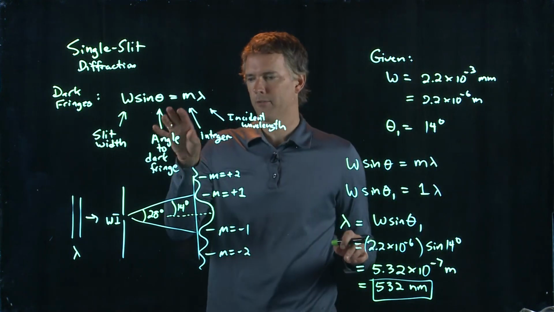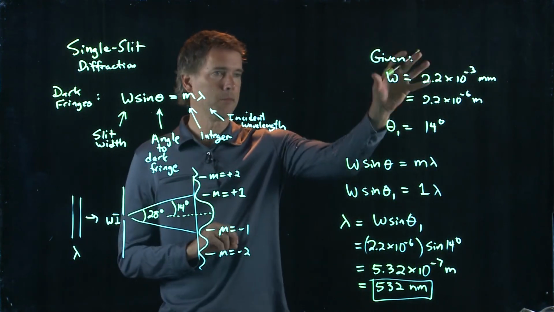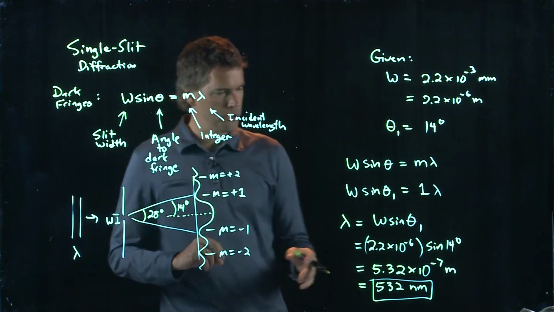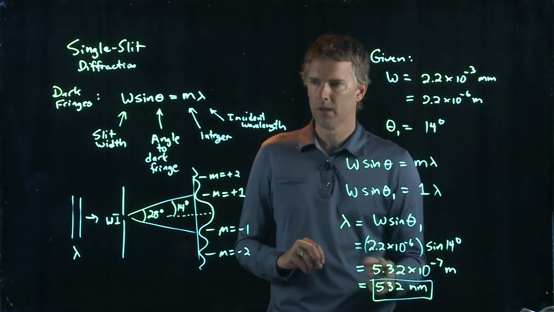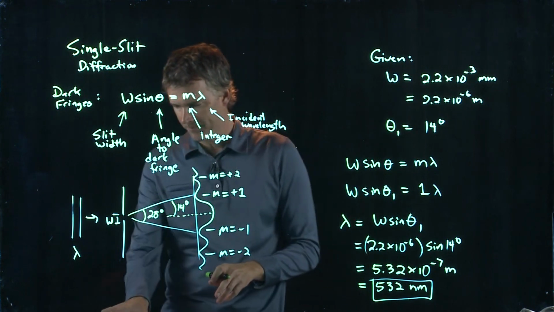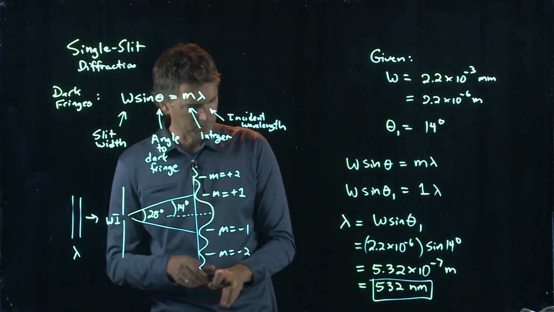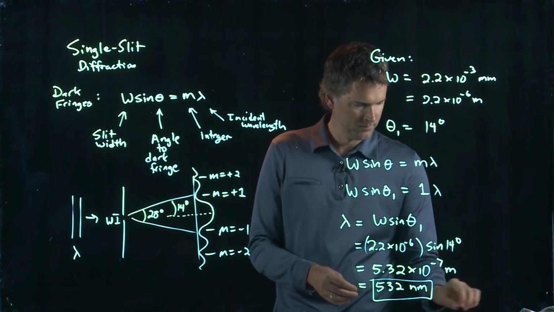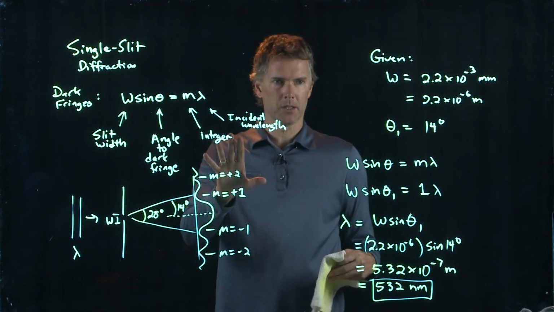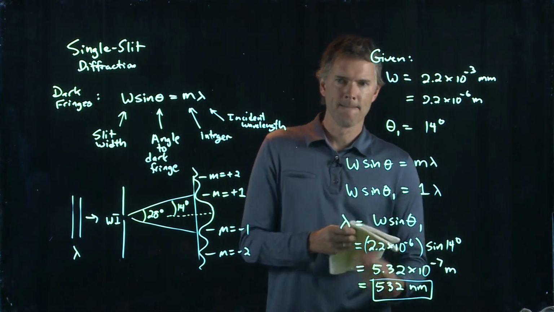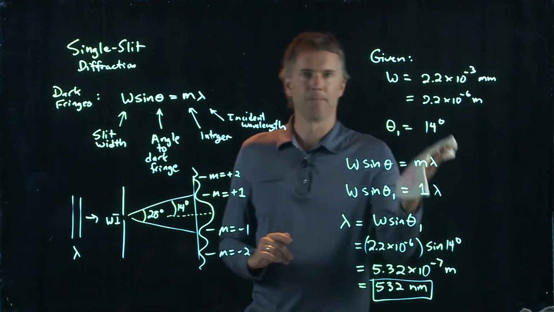You will have different numbers, of course, for your angle and probably for your slit width, but you should get something in that range, somewhere in the visible spectrum. Any questions about this one?